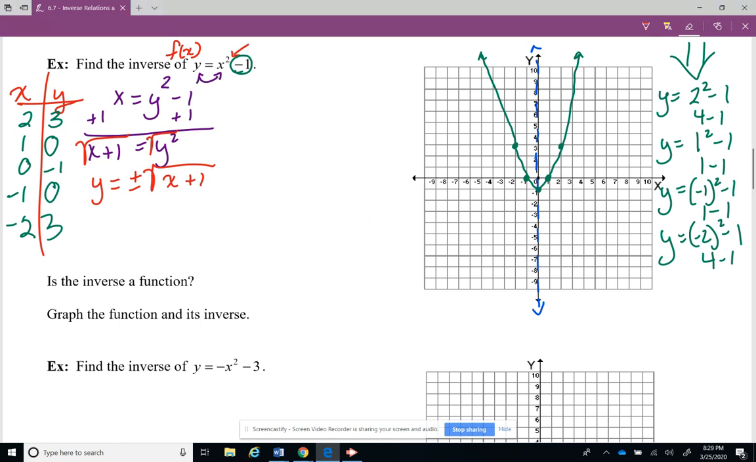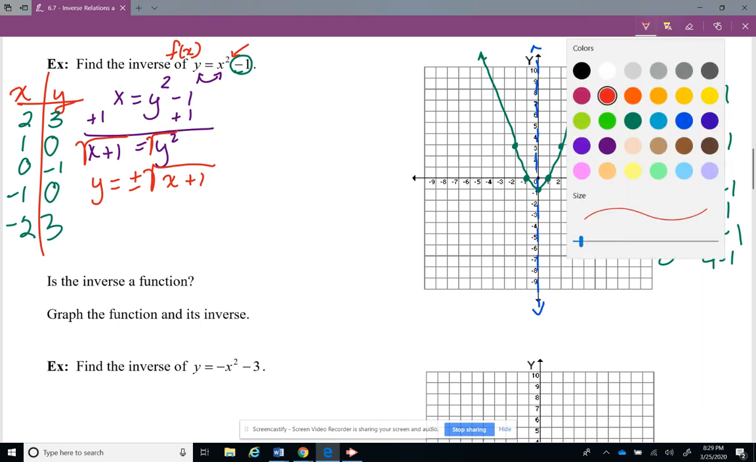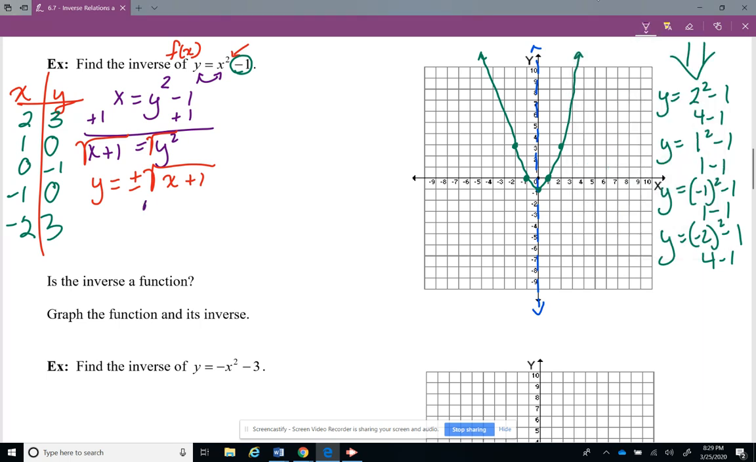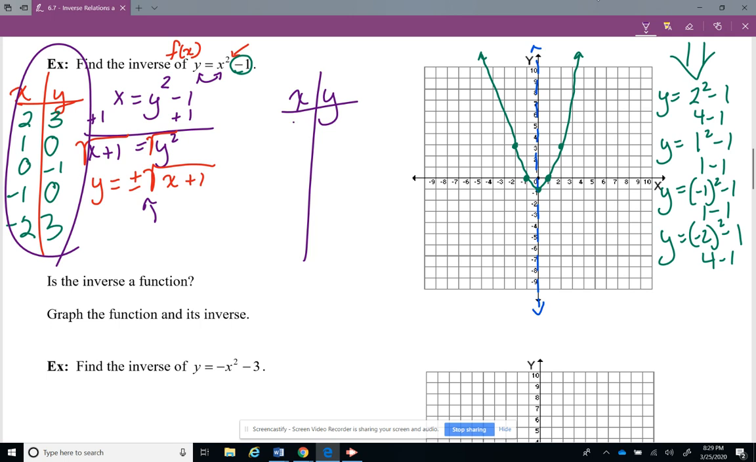All right, so now we need to graph that one. But you know what? Instead of me having to put that in a table from that equation, I'm just going to do my table and flip everything over here on the left. So 3, 2, 0, 1, negative 1, 0, 0, negative 1, and 3, negative 2. Yeah, that's going to be easy. All right, now let's go graph them.